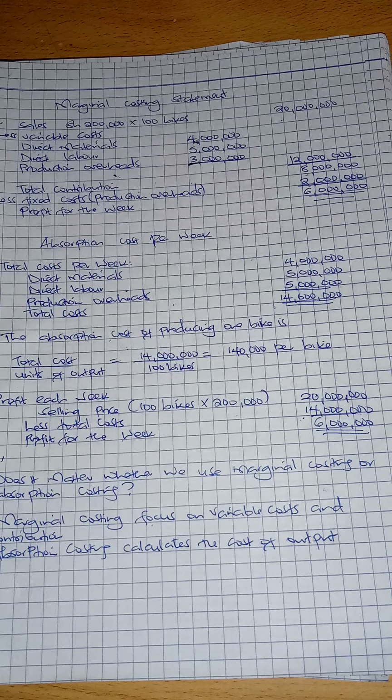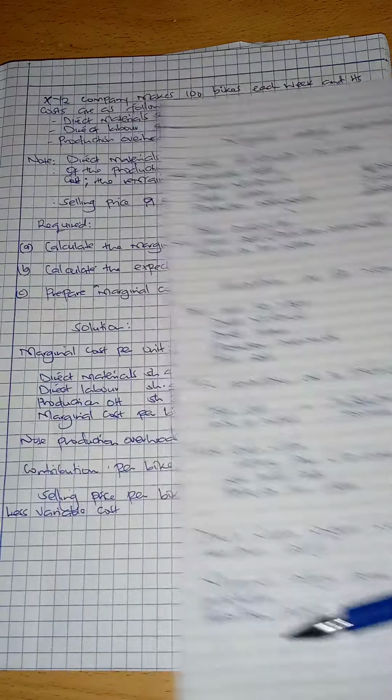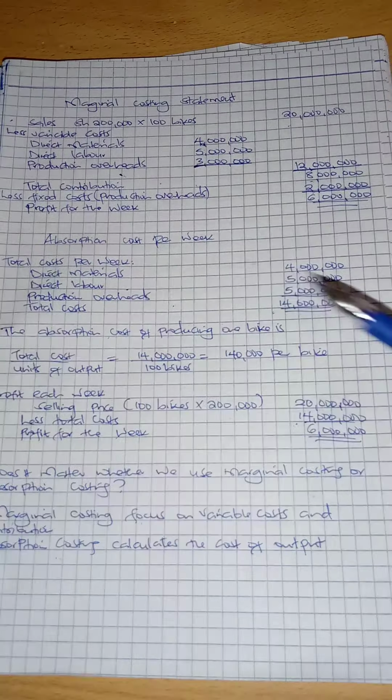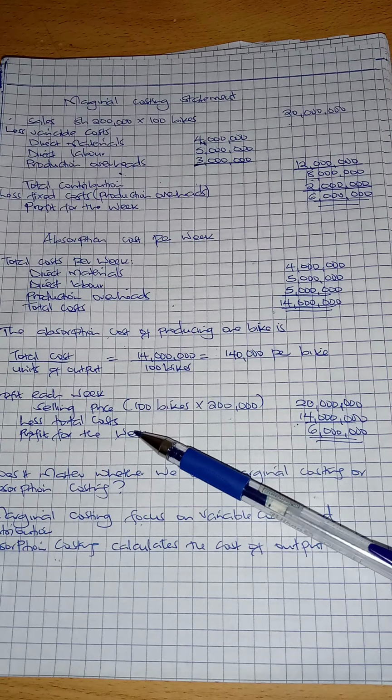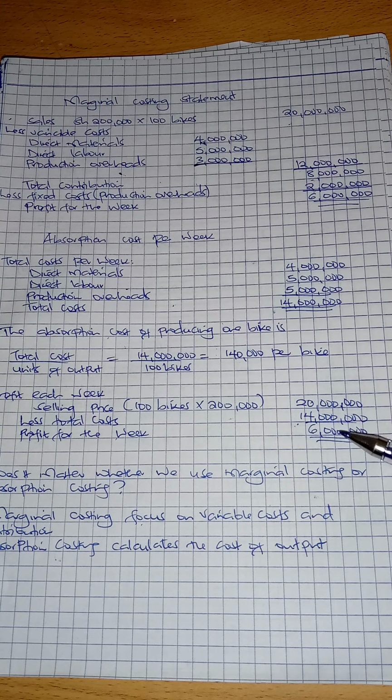Then you are asked, what will be the profit each week? So the selling price is 200,000. Yeah, that one had been given. That is the selling price, which is 200,000. Then you are told less total cost. In this case, the total cost is 14 million. So 20 million minus 14 million, you get 6 million, right? So what is the profit for the week? The profit for the week is 6 million.